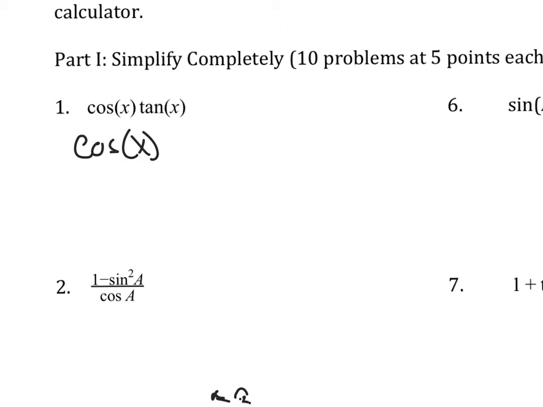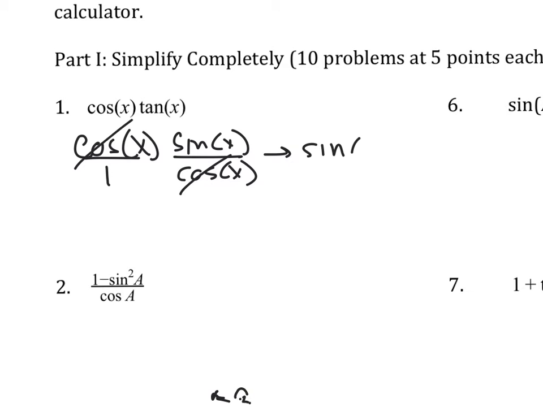There we go. Now, tangent of x, when you're doing identities, when you're trying to simplify something, the automatic thing you should try doing is converting that to sine of x over cosine of x. Our objective is to reduce the number of functions shown and simplify as much as possible. By converting that to sine of x over cosine of x, I can right away cancel out the cosines, because this is really cosine over 1. And that gives me just sine of x.